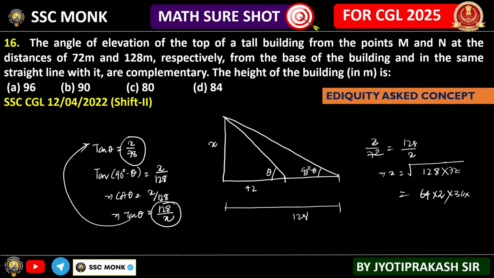This will be 36 into 2, square root of that. 64 square root is 8. 2 multiplied by 2, square root of 2 into 2 is 2, and 36 square root is 6. So the total is equal to 8 into 2 is 16, 16 into 6 is 96 meters. So what is the height of the tower? 96 meter. Simple. Next.